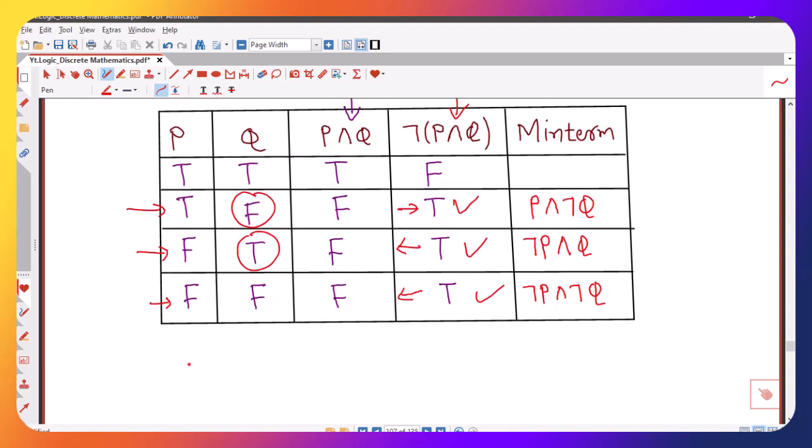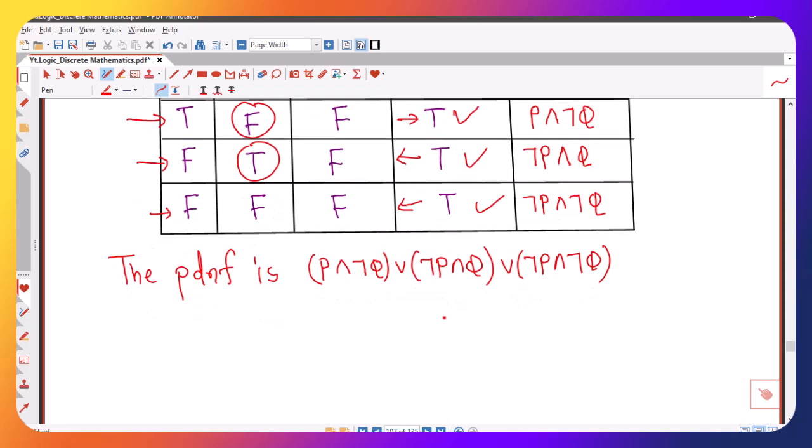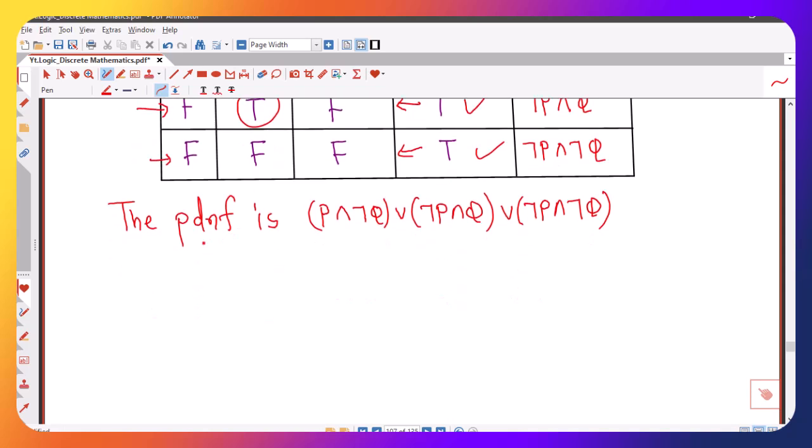And finally the principal disjunctive normal form is the disjunction of all these three min terms: p and negation q, or negation p and q, or negation p and negation q. So this is the method of writing the principal disjunctive normal form of a given formula using a truth table.